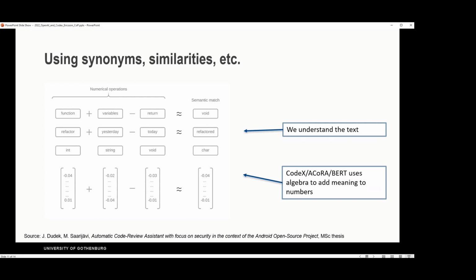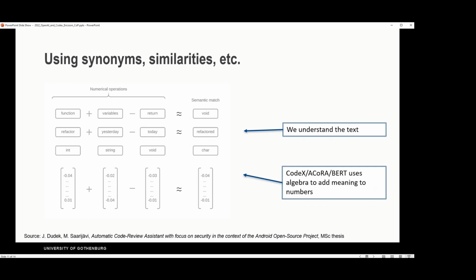For example, you have two instances. One instance is the first sentence. When we say function and variables minus return, it will tell us that this vector is very close to the vector describing the word void. And as a programmer, you would say that if you have a function that has variables but doesn't have a return value, the return type should probably be void, and so on and so on. So we can do those kinds of arithmetic. And the whole idea of code completion tasks and code repair tasks is based on using that kind of arithmetic. So AI tries to find the right spot.